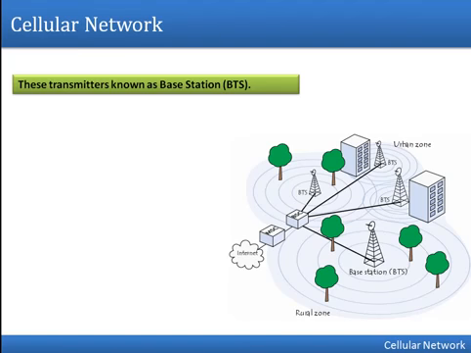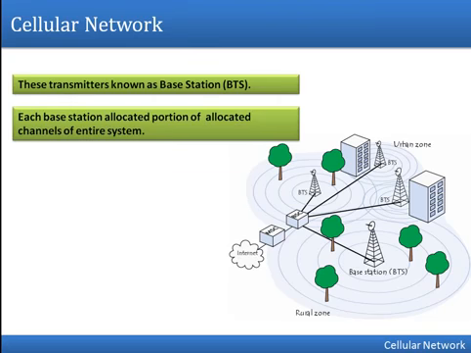Now every base station, if you look at the GSM network, these BTS can cover only a particular area, and this circle is showing that range. That area is known as a cell. So this station is responsible for covering this area. So this is one cell, this is the second cell, third cell, fourth cell.